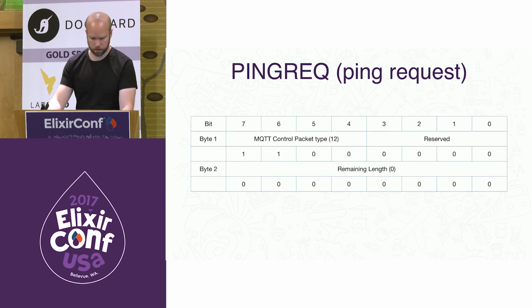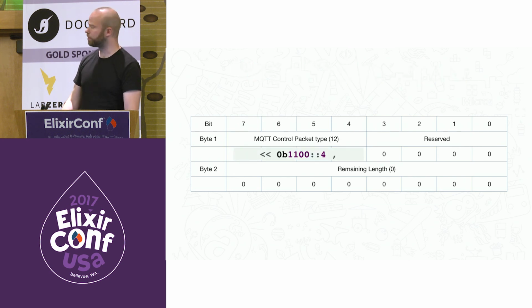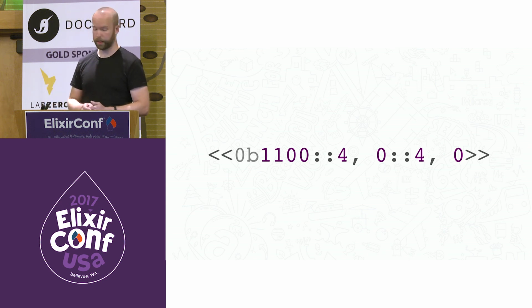So as an encore, I'll just go through how to encode this to Elixir code. So the control packet is the number 12 in 4 bits, and this is the syntax to use for that. There are no flags here, so that's just a 4-bit 0 and then a 0. So this is basically what we're dealing with when we send messages. That's about it.